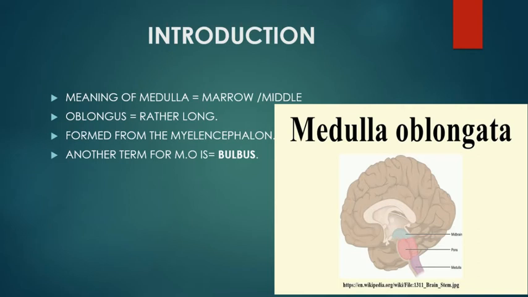The meaning of medulla is marrow or middle. Oblongus means rather long. It is formed from the myelencephalon, as you heard. Another term for medulla oblongata is bulb.